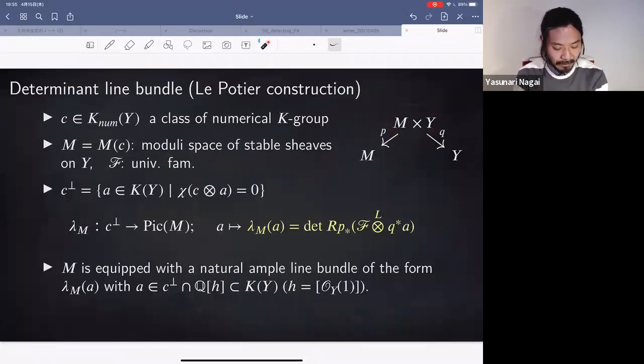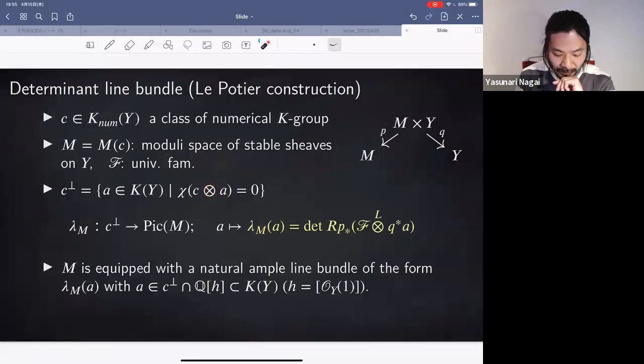Then we take the subgroup of the K group which is perpendicular to c in the sense of this equality. The tensor product is just the product in the Grothendieck ring, and if we take chi of that, then it is 0. And we need this condition because this universal family is only well defined up to twist by line bundles from the variety Y.